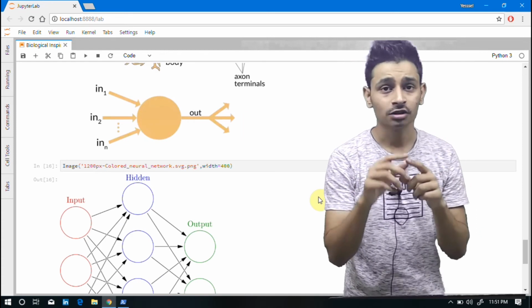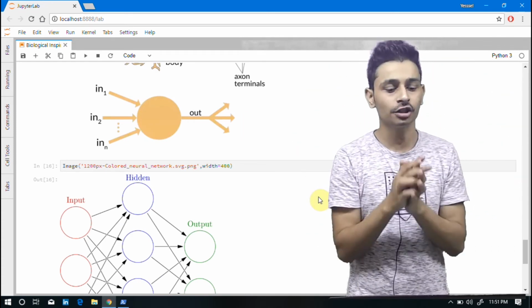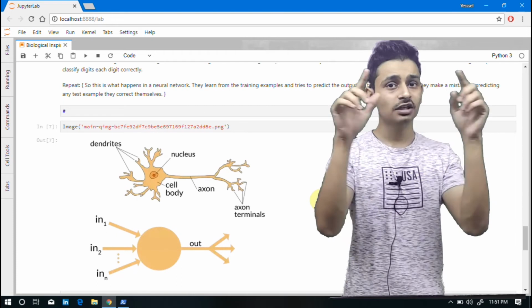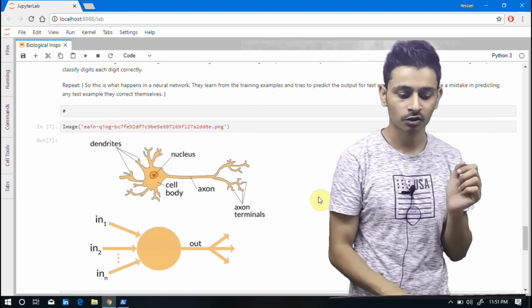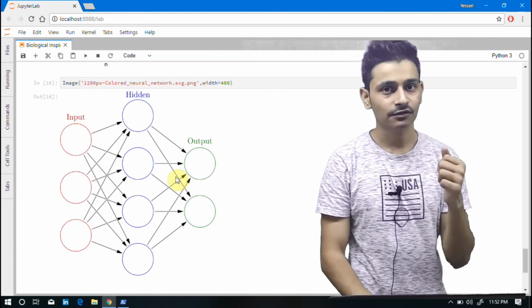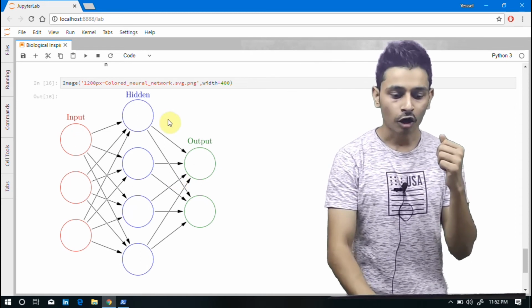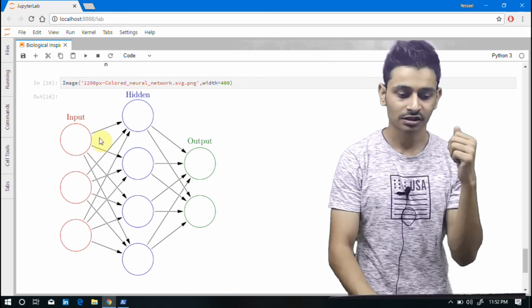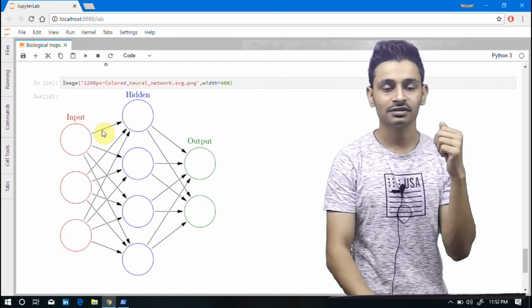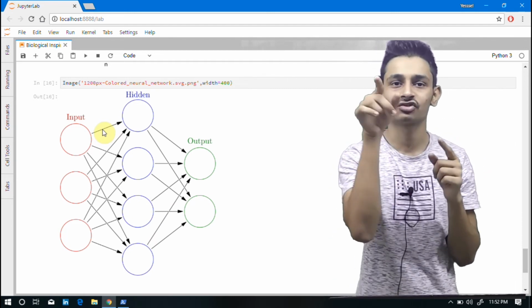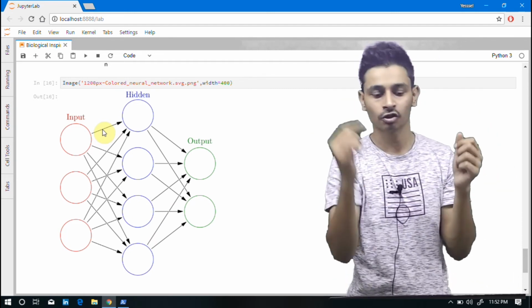So this is what an artificial neuron looks like. An artificial neuron is the single unit of an artificial neural network. So let's see how a complete artificial neural network looks like. This is the collection of artificial neurons connected to each other. All these circles are the artificial neurons, and these are the axons, or synapses, through which the data is transferred from one neuron to another neuron.